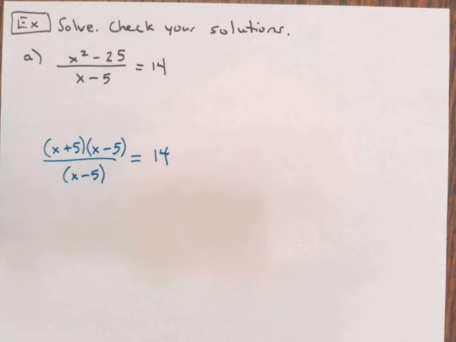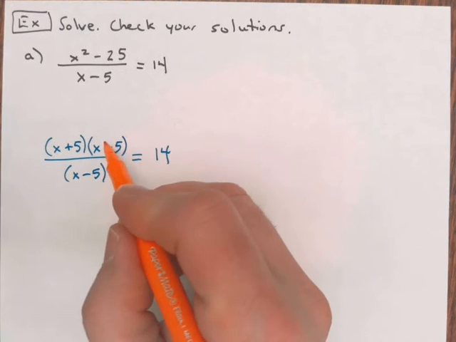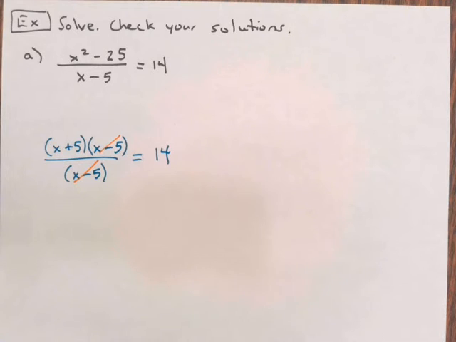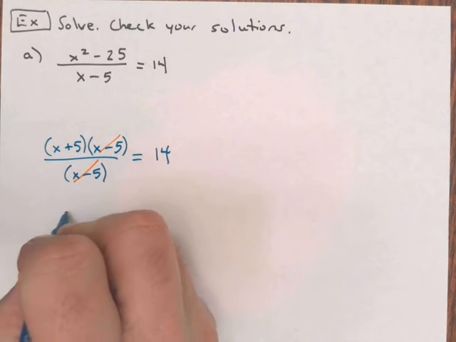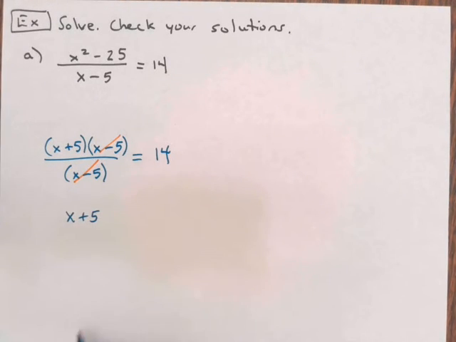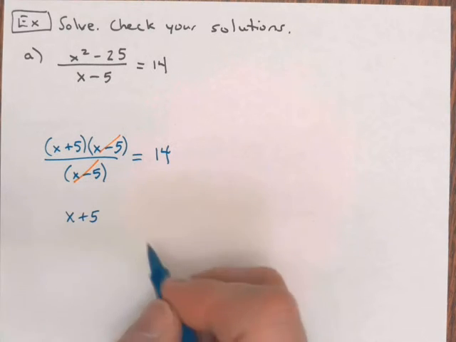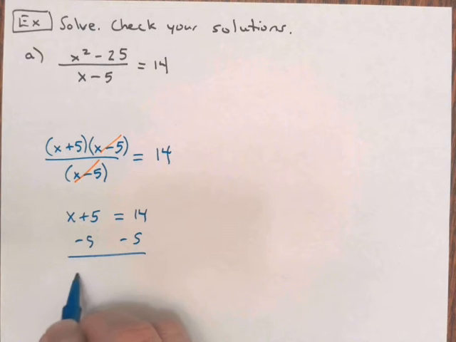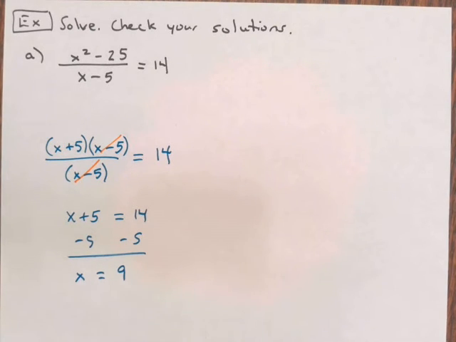The only way I can cancel is if I have a matching x minus 5 in parentheses on the top and the bottom. That gives me then an x plus 5 over 1, or just an x plus 5 equals 14. Subtracting 5 on both sides gives us a possible answer.